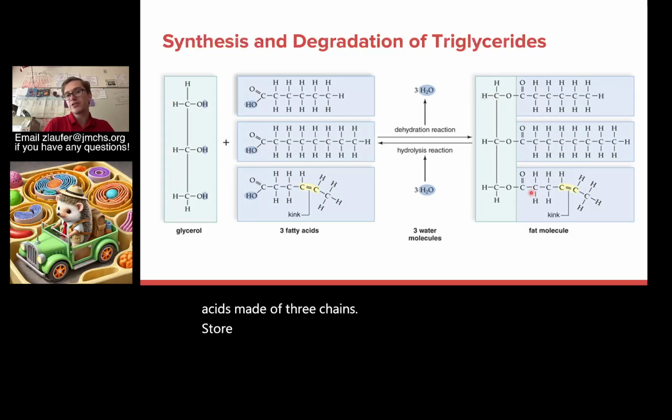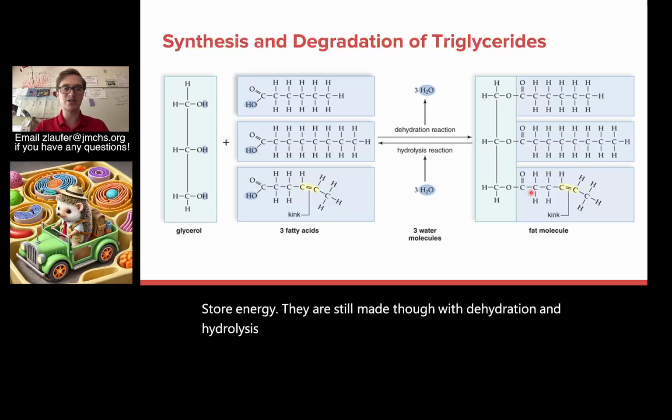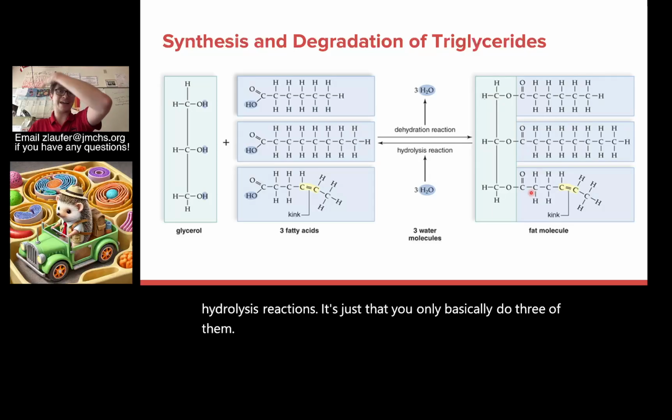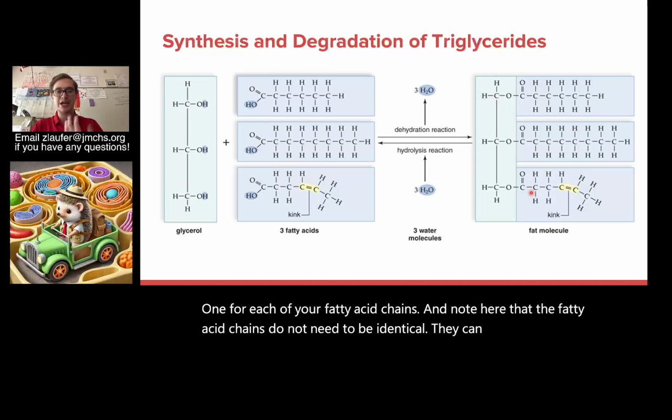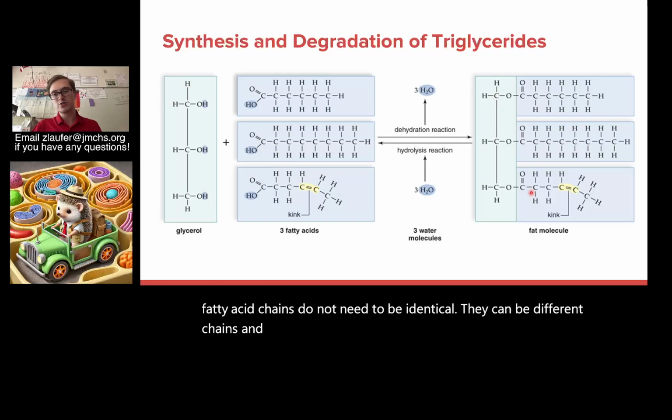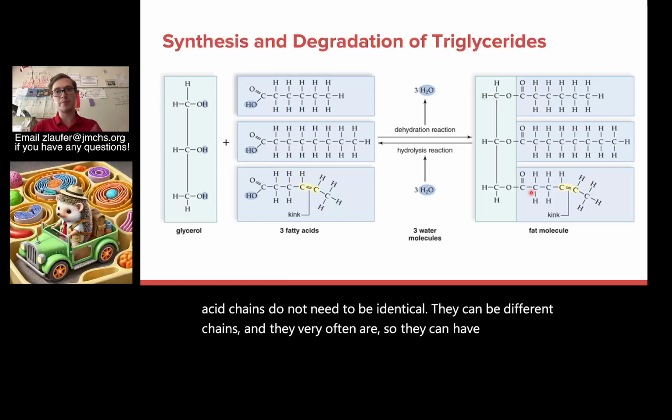They are still made, though, with dehydration and hydrolysis reactions. It's just that you only basically do three of them, one for each of your fatty acid chains. And note here that the fatty acid chains do not need to be identical. They can be different chains, and they very often are, so they can have some different properties.